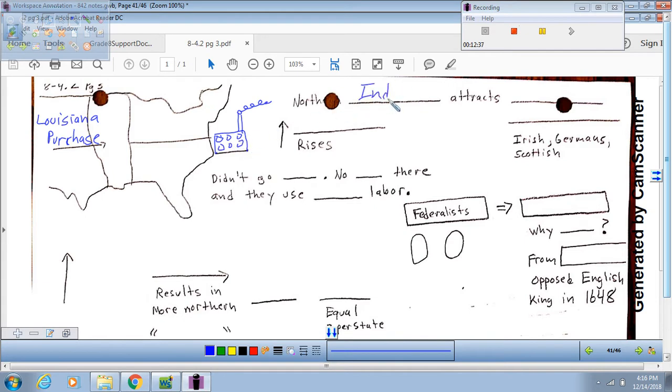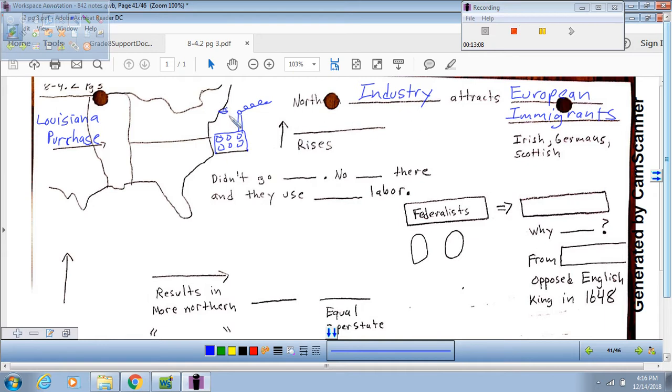Northern industry would attract European immigrants that were trying to flee Europe and come to America for a better life. The first thing that European immigrants need is a job. And where do they go? They go to where there are jobs. They land in the coastal cities on the ships from Europe, and they are welcome in these cities because there are jobs.